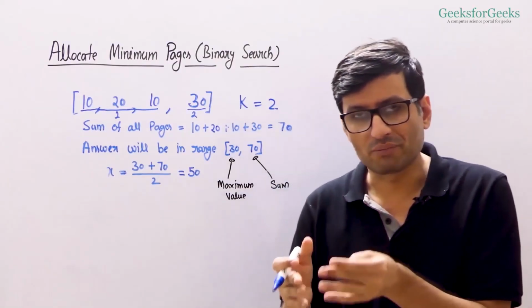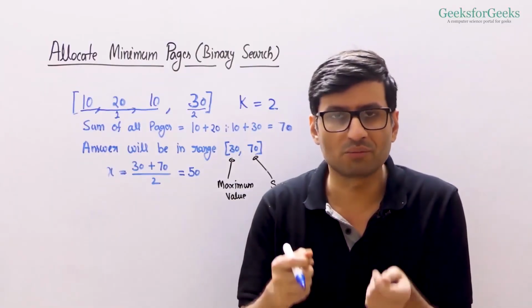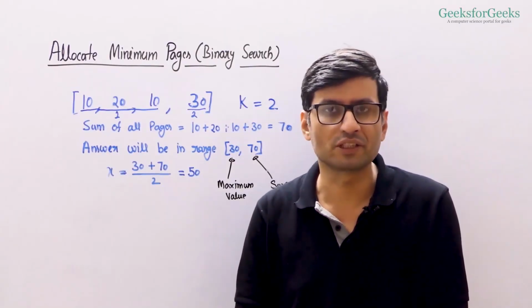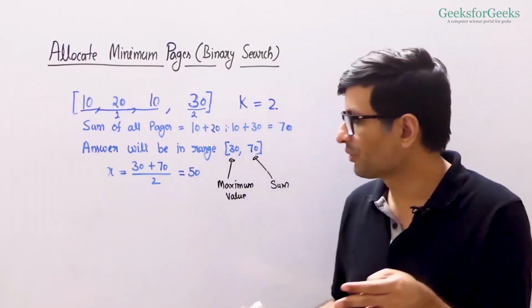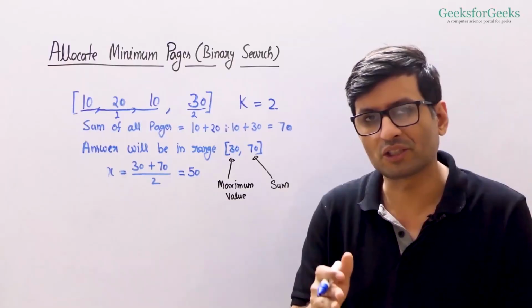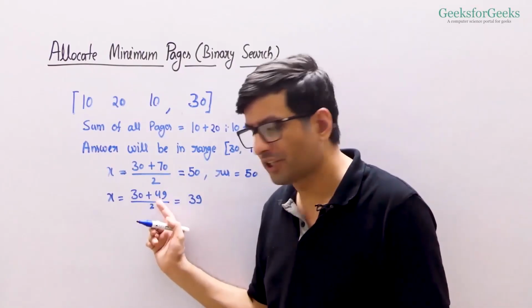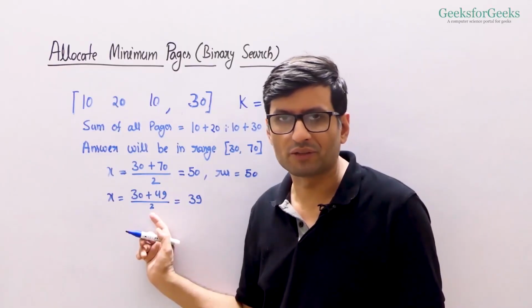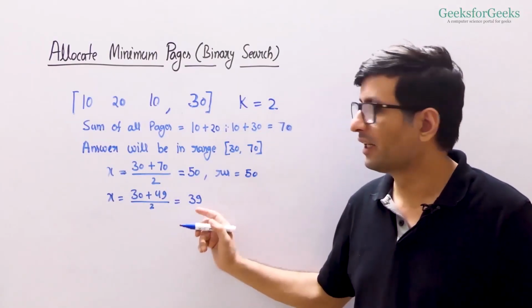And we have found an upper bound on the answer as 50, and our answer will now be either 50 or less than 50, and we want to find out the minimum possible value of this answer, right? So we are going to search in the left half. We are going to search from 30 to 49. Now we reduce our range to 30 to 49, and we take the midpoint of this range also for binary search, and we get the midpoint as 39.